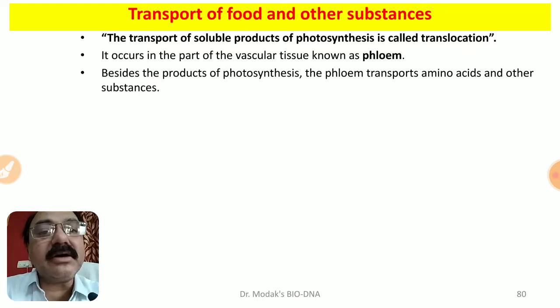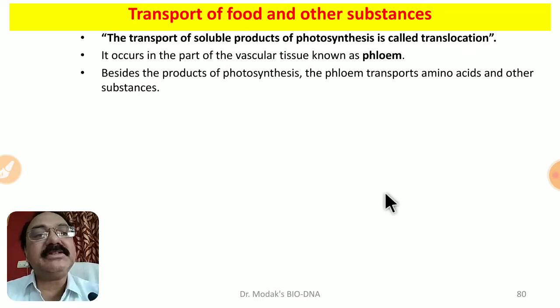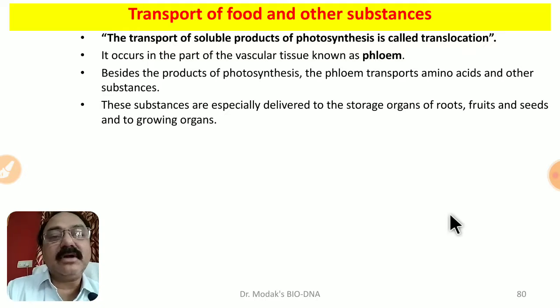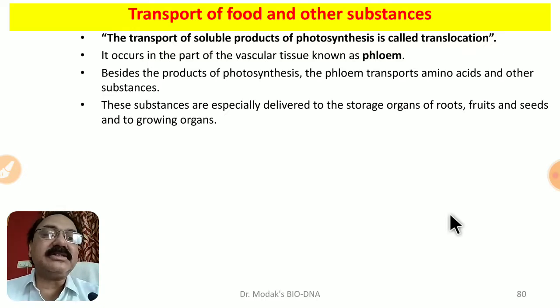Now how that occurs, what is that mechanism, is very interesting to understand, and that is the matter we are going to study. Besides the products of photosynthesis, the phloem also transports amino acids and all other substances produced in the plant. Especially, you know, there are many alkaloids, pigments and flavonoids that are also produced by the plant. These are transported in the phloem.